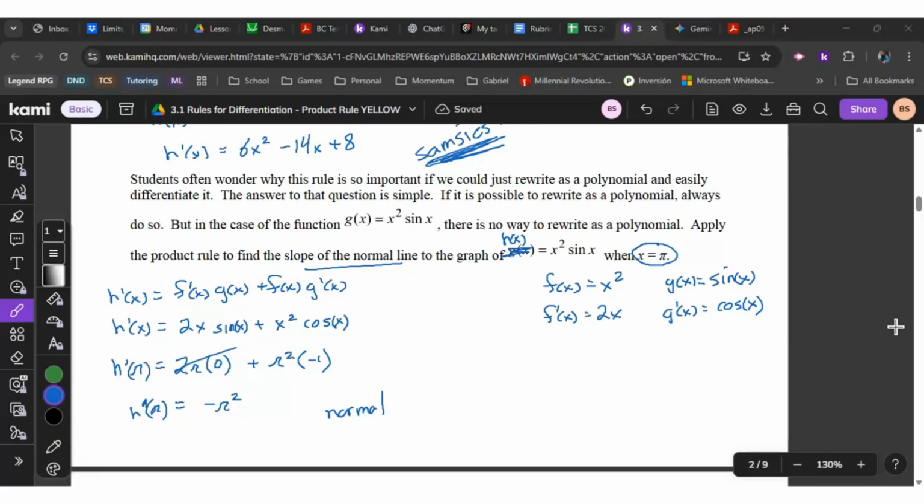All right, so if I have the slope of the tangent line, how do I get the normal? Negative reciprocal, so this normal slope is going to be 1 over pi squared.